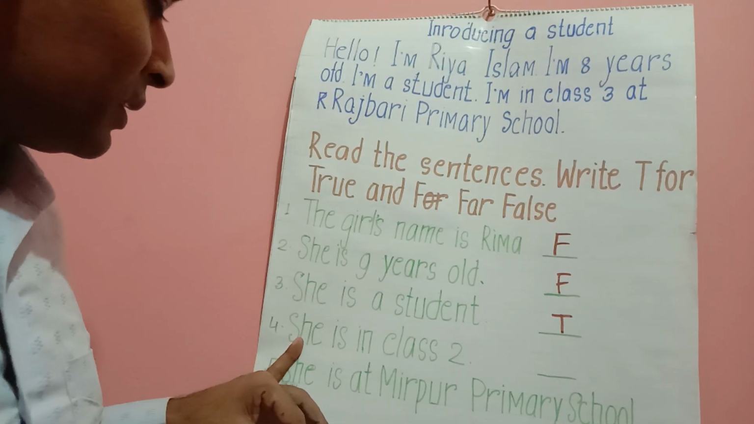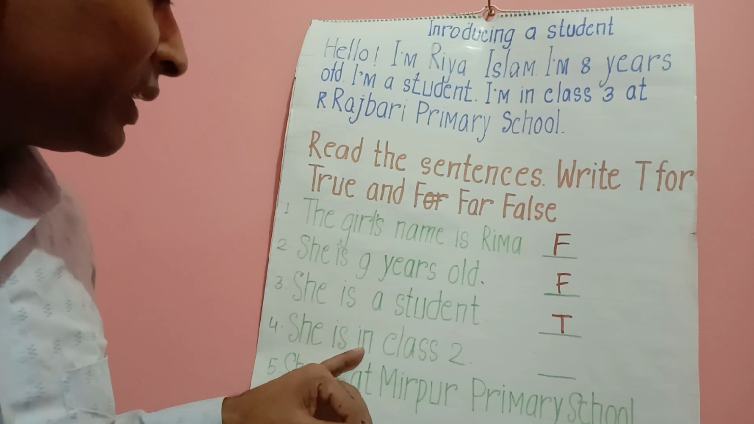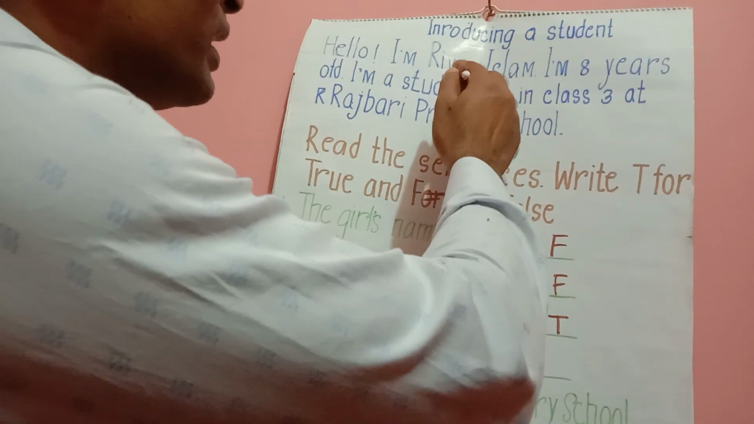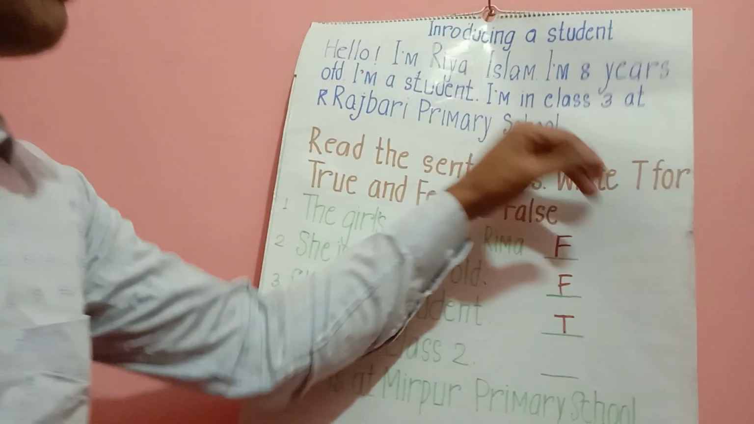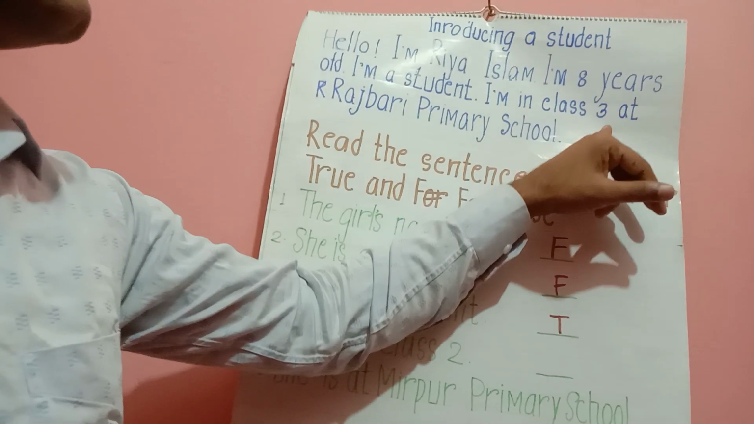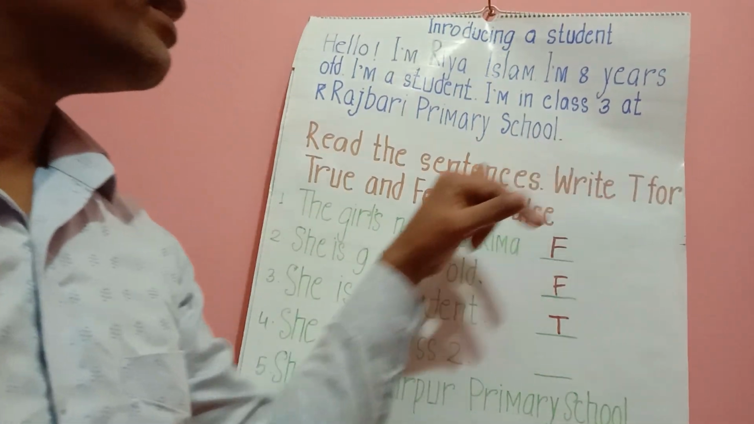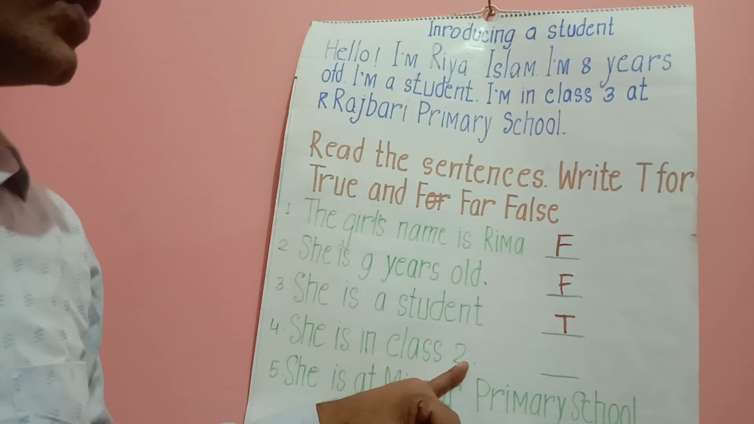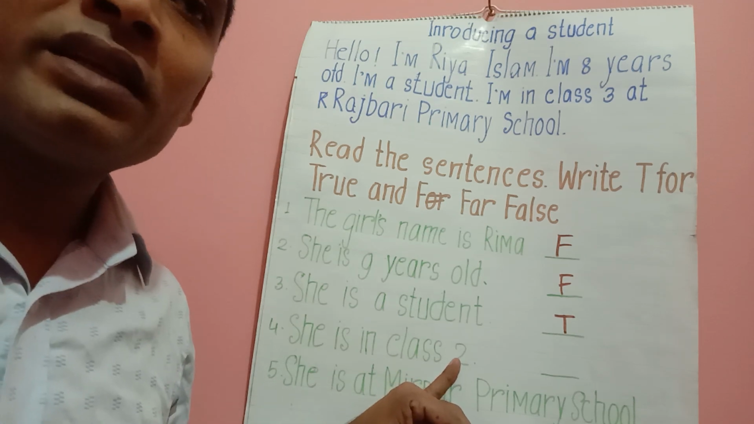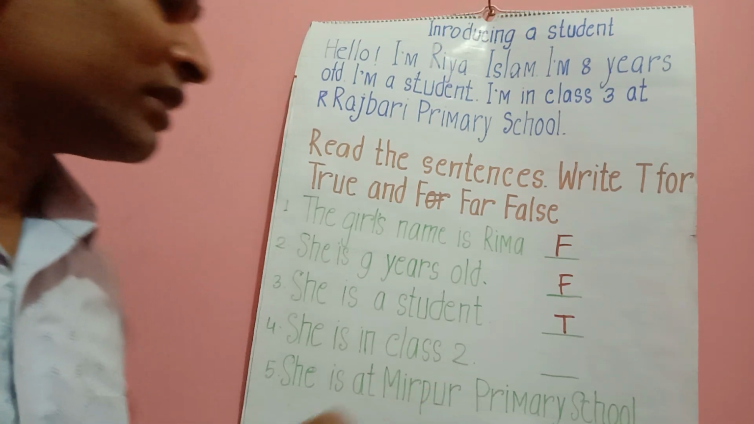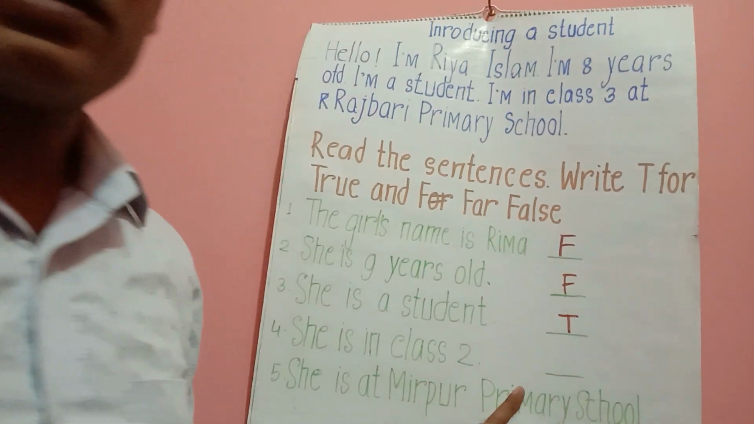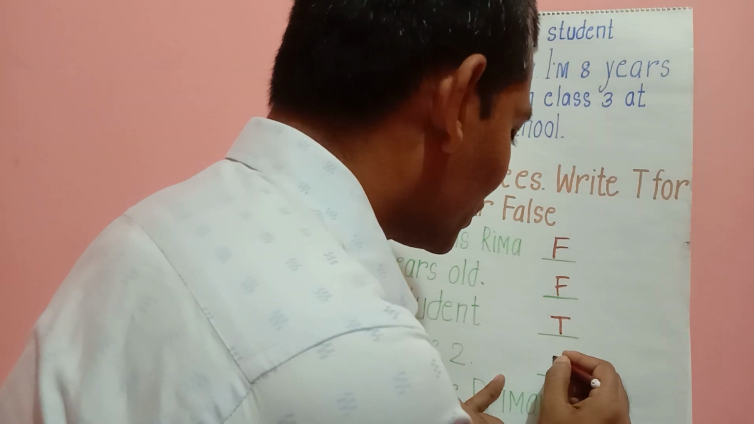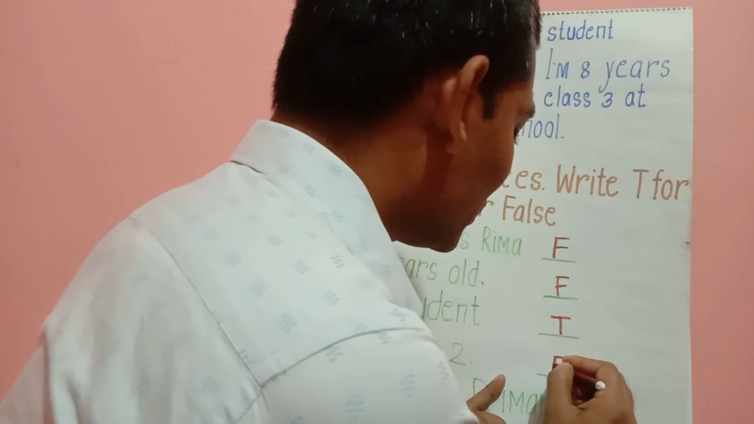Four number, she is in class 2. In the passage Ria says, I am in class 3. Then she is in class 2. It's not right. That's why we have to write false. Exactly that. F.